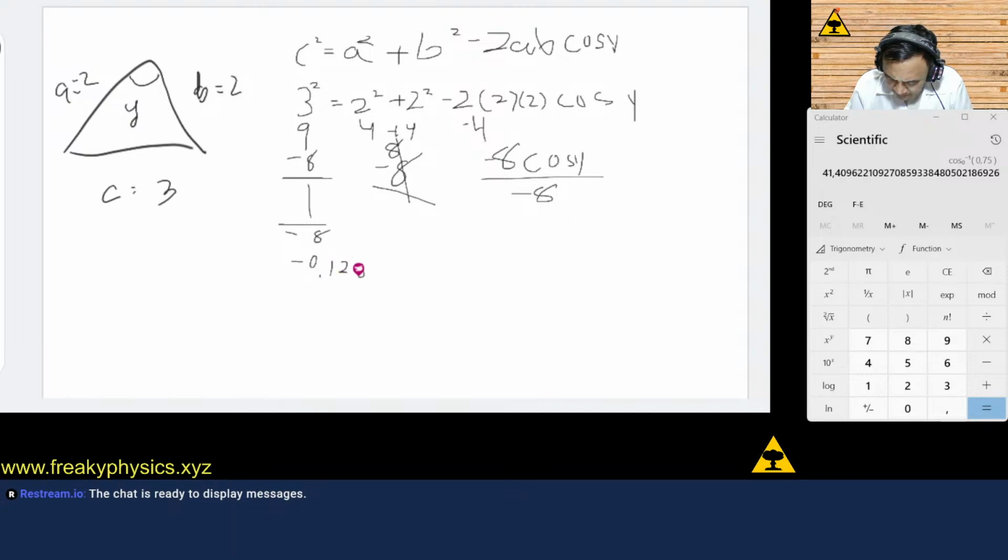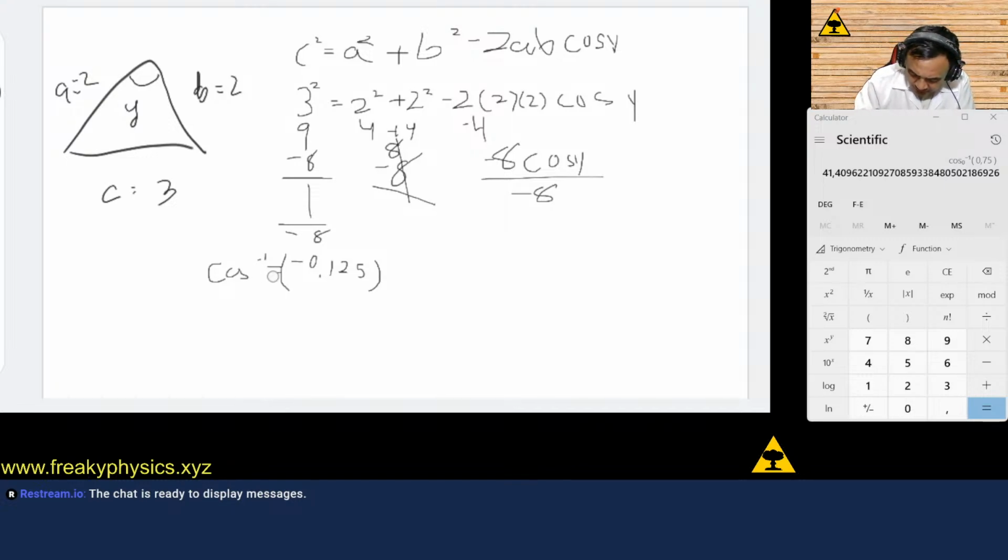0.125. And then cosine. And then do the cosine inverse, this one. Yep. Okay, let me redo that.